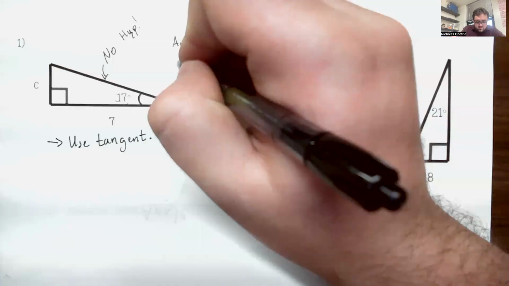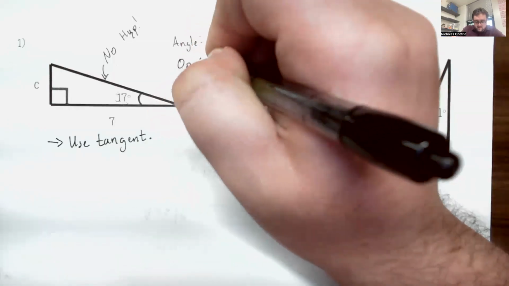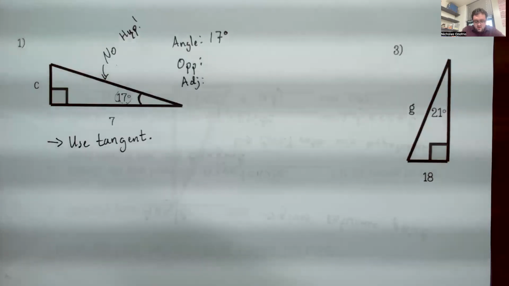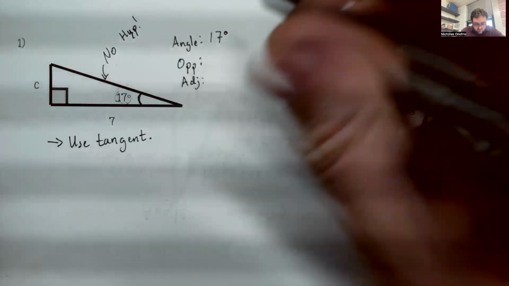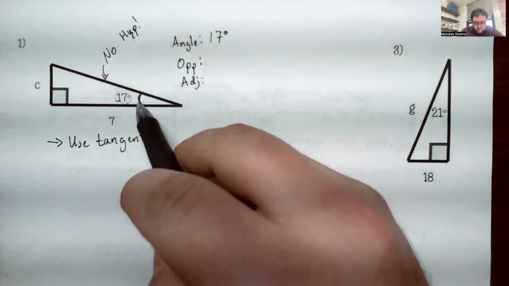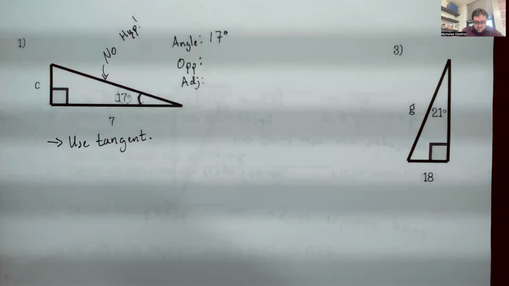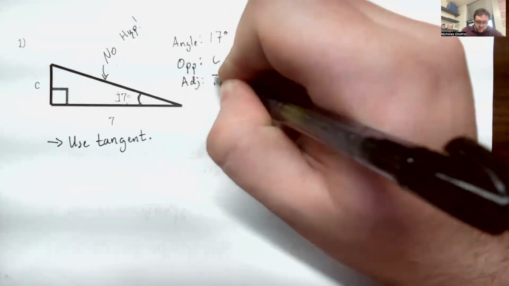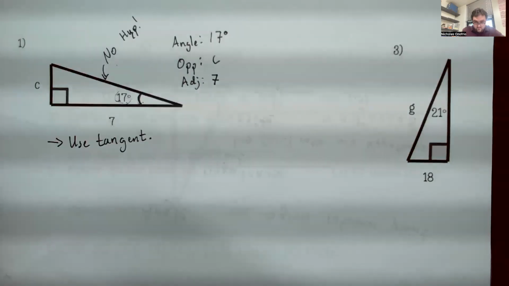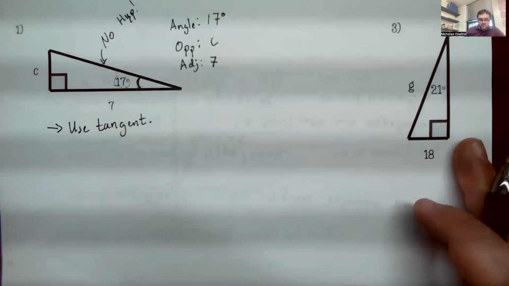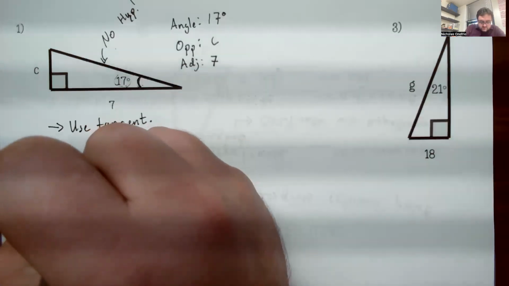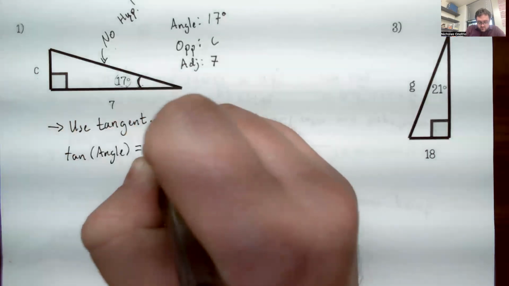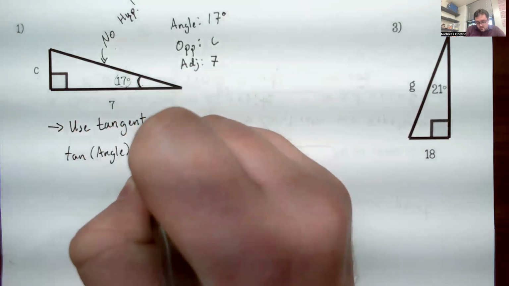Now that we know we can use tangent, let's set up the rest of our table like we have in the past. We know we need an opposite side and adjacent side. Opposite means across. So which one of our sides is across from the angle 17? That would be side C, leaving our only option for adjacent to be 7. Let's set up our formula. Tangent of your angle equals opposite divided by adjacent.